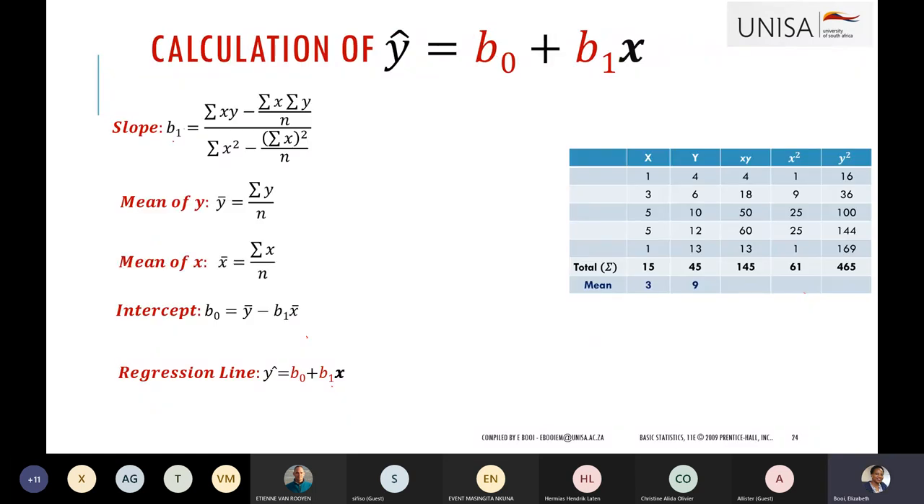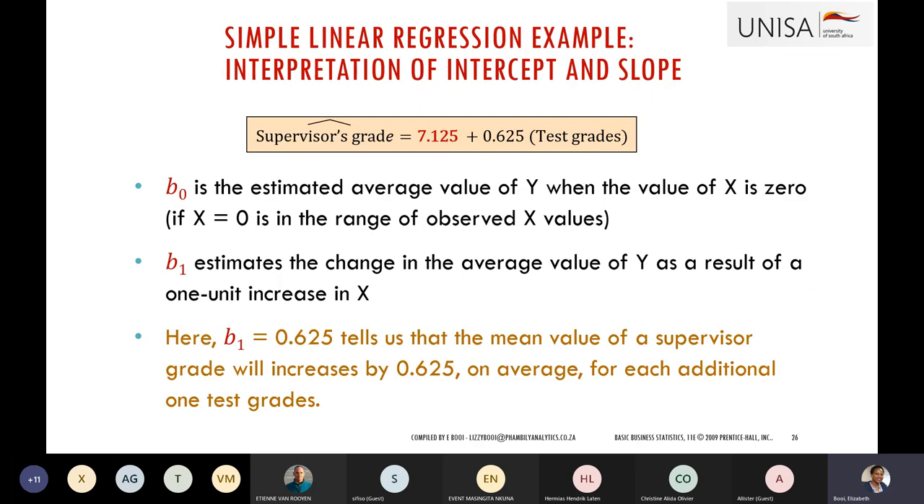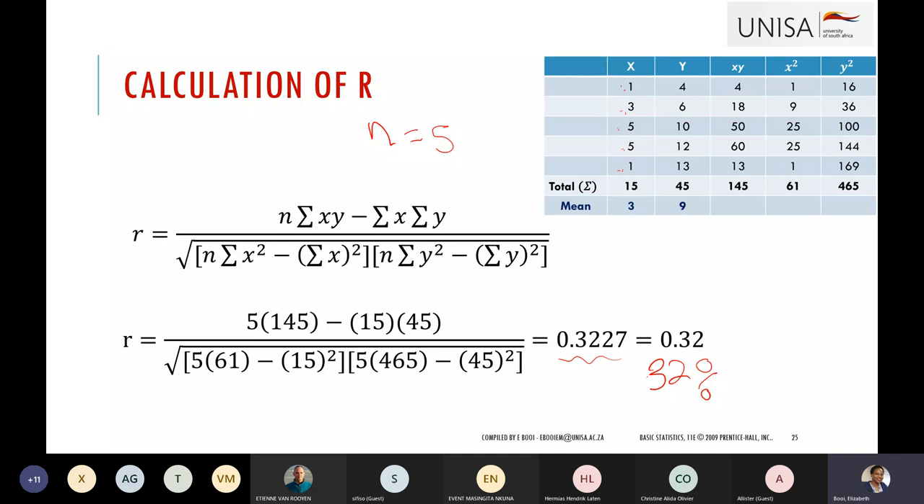Before I go to the interpretation, remember the question also said to calculate the coefficient of determination. Your coefficient of determination is just taking your R, 0.32 squared. Or you can use 0.3227, because we only round off at the final answer. 0.3227 squared is about 0.1041. And that's the coefficient of determination.